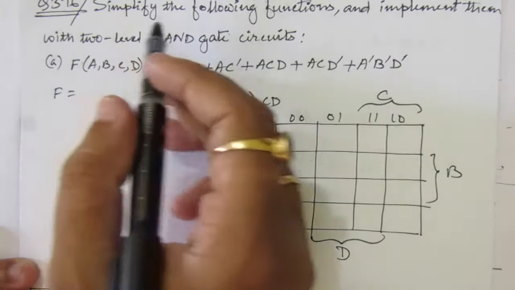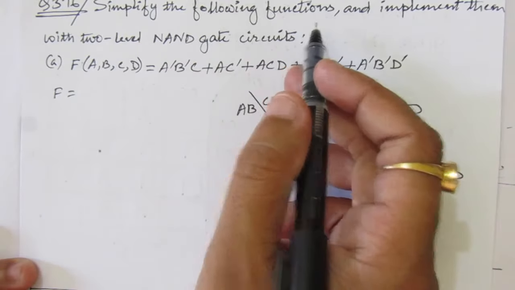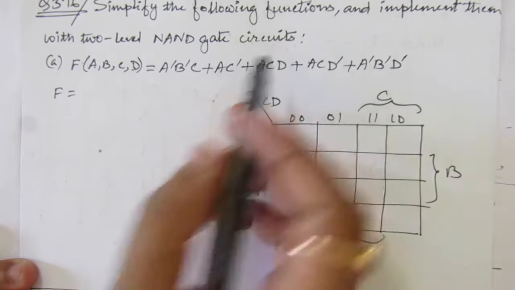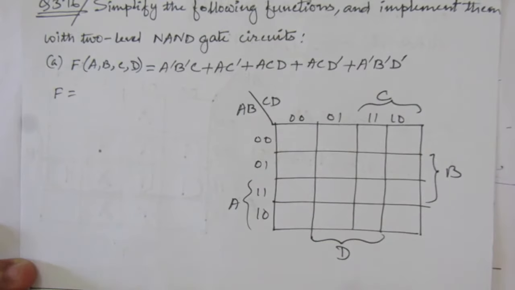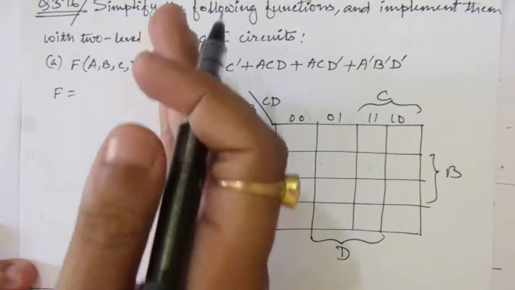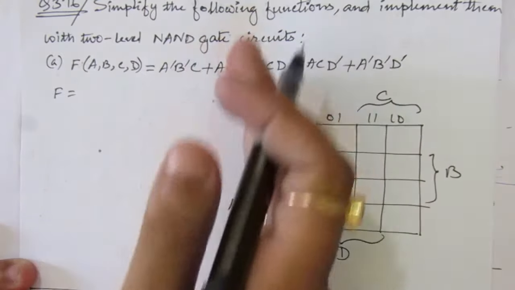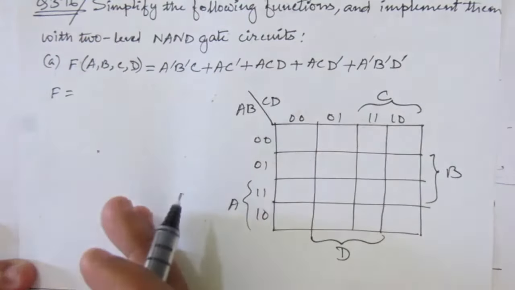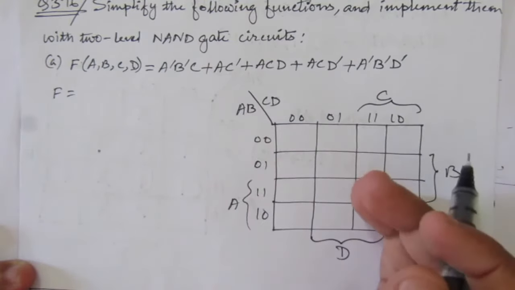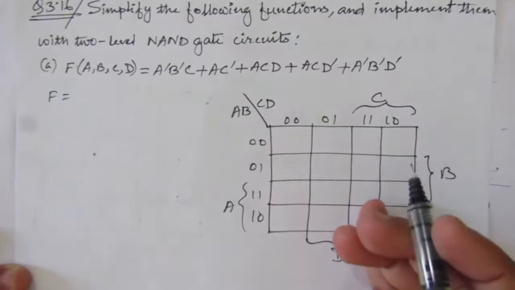The problem is: simplify the following Boolean functions and implement them with two-level NAND gate circuits. That means we have to use NAND gates after simplification to make the logic circuit, and we have to keep in mind that we have to make it two level. That means one level of NAND gate and the next level of NAND gate, up to that we can use. We cannot go up to three levels. So let us solve these problems one by one.